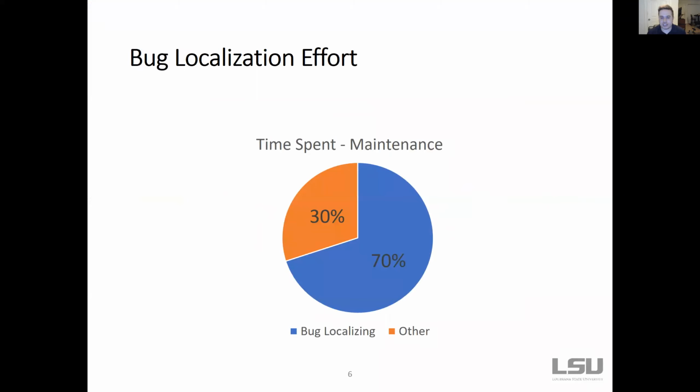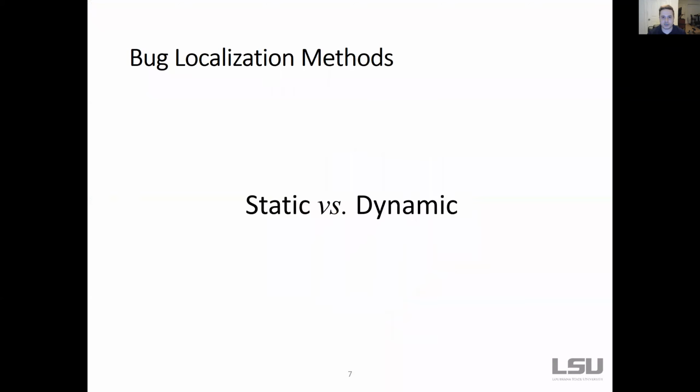Now, bug localization is a very expensive process. Empirical research has found that close to 70% of developers' time during maintenance sessions goes to trying to localize bugs. We have two different techniques for localizing bugs in software systems: the dynamic versus the static method.